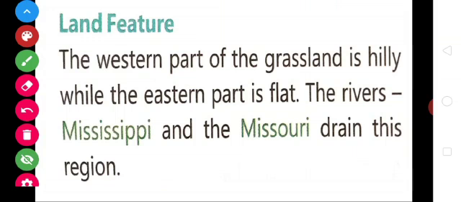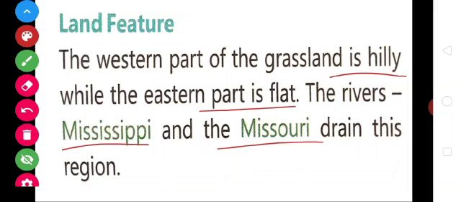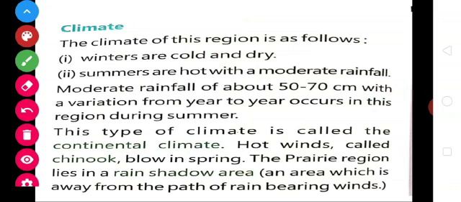Land features of prairies. The western part of the grassland is hilly, while the eastern part is flat. The rivers Mississippi and Missouri drain in this region.